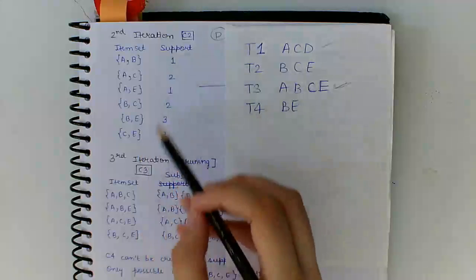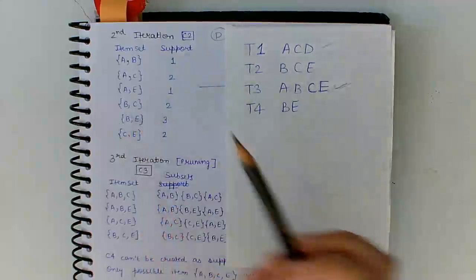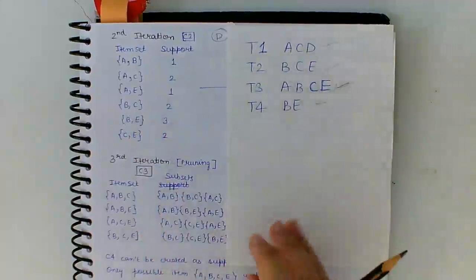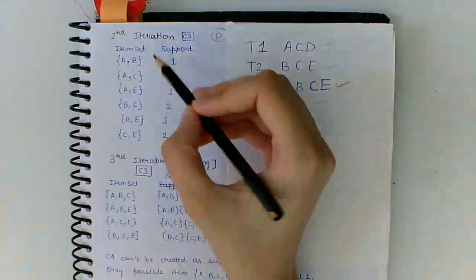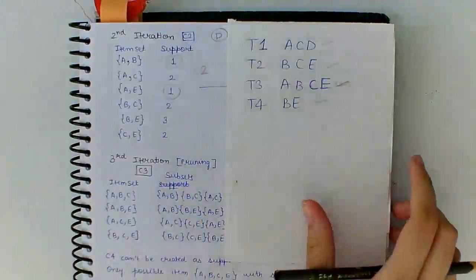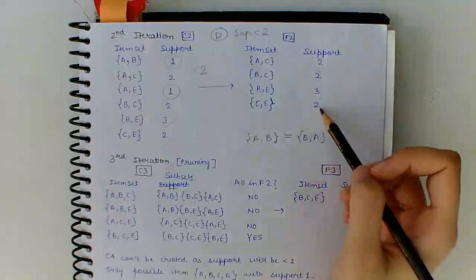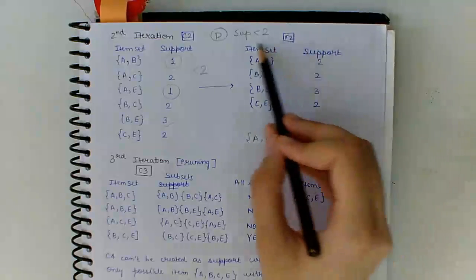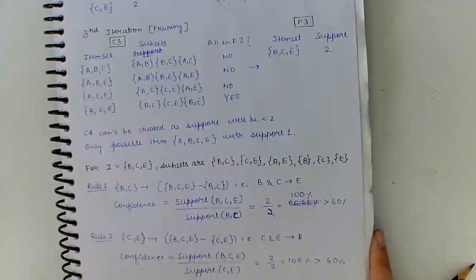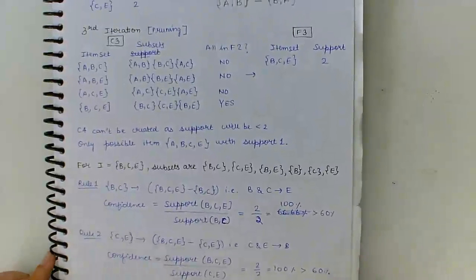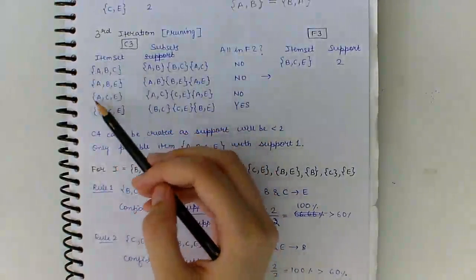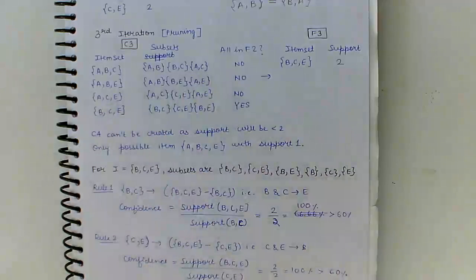Similarly, we can fill the whole table, and seeing for BE, B is present 1, 2 and 3 times, so its support becomes 3. We can see that the supports 1 and 1, both of them are less than 2. So we remove them in the next iteration. So the final item set table is this after the second iteration. Now moving on to the third iteration. Now we take 3s: ABC, ABE, ACE and BCE.